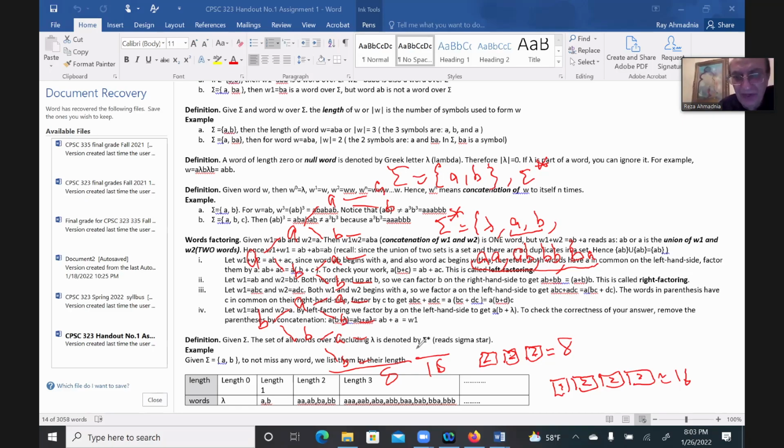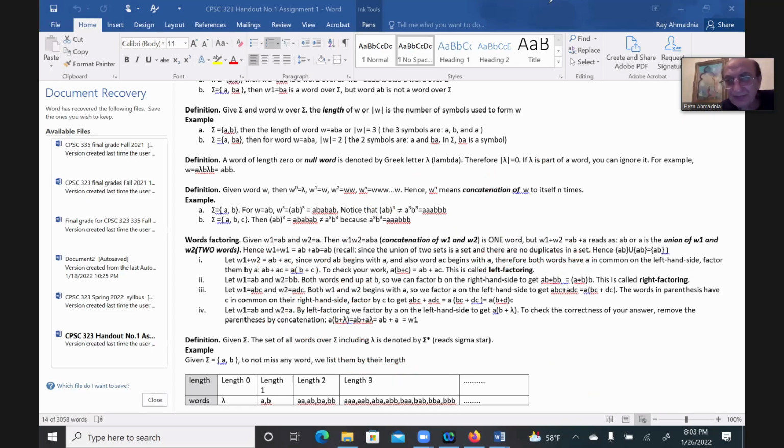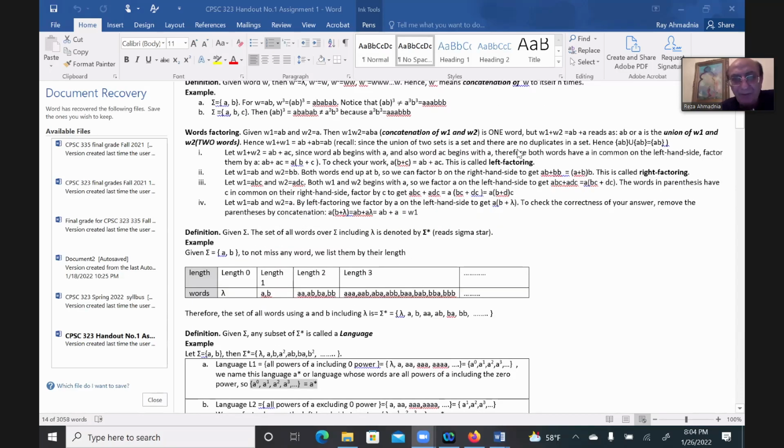Okay, now I did it here step by step. So the alphabet is A and B. Because we don't want to miss any word, we list them by their length. So the word of length 0 is lambda. Words of length 1 are A or B. Words of length 2 are these here, words of length 3 are these here, and so on. So every time you have the sigma and you want to find the sigma star, make sure to list the words based on their length. That guarantees you're not going to miss any word.